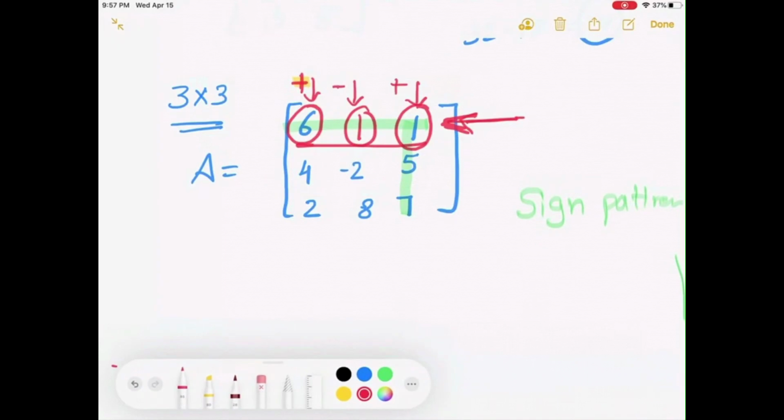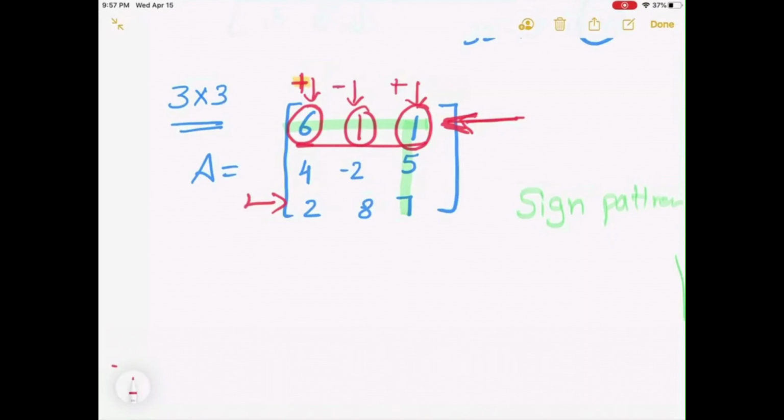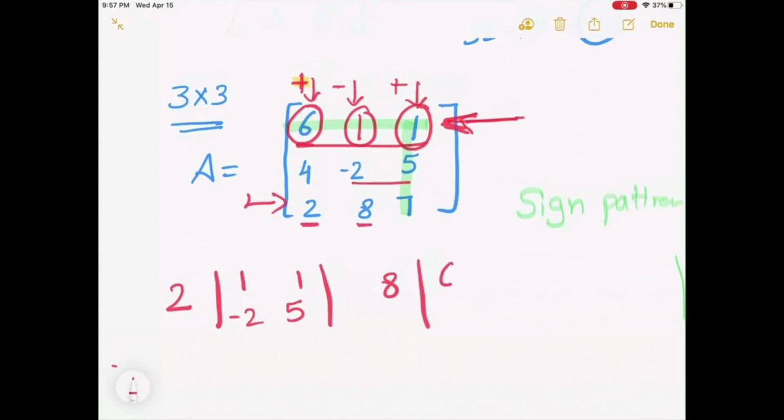So let's say I pick the third row. Since you guys already know the process, it's going to be easier for you to pick that 2 by 2. So this 2 is going to get multiplied by, again, I'm going to skip those steps, this whole part. So I have 1, 1, -2, and 5. For 8, I cover the row and the column it's in, so my 2 by 2 would be 6, 1, 4, and 5. For 7, it would be 6, 1, 4, and -2.